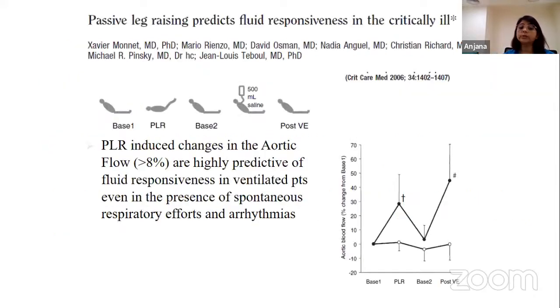It will induce a change in the aortic flow by more than 8%, and that is highly predictive of fluid responsiveness in ventilated patients or in patients who have spontaneous breathing efforts, and it's not affected by arrhythmias, unlike the other dynamic parameters. I'll come to those parameters also.